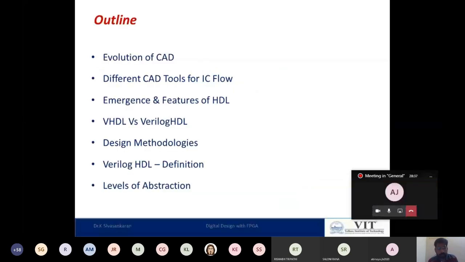So we'll discuss what CAD is, what the evolution of CAD is, and what the different CAD tools available for the IC design flow are, and the emergence and future of HDL. What is the difference between VHDL and Verilog HDL, and what are the various design methodologies that we'll be using in designing? We'll also discuss the definition of Verilog HDL, and what the various levels of abstraction are that I can do in Verilog HDL. So that we'll see.